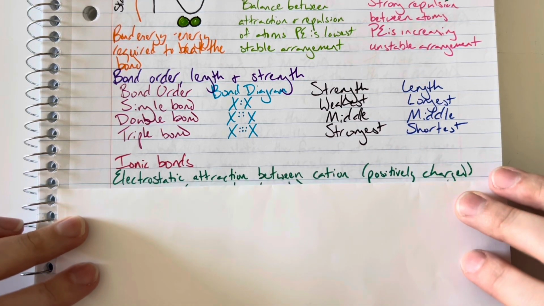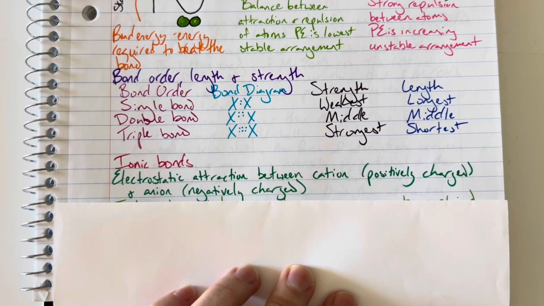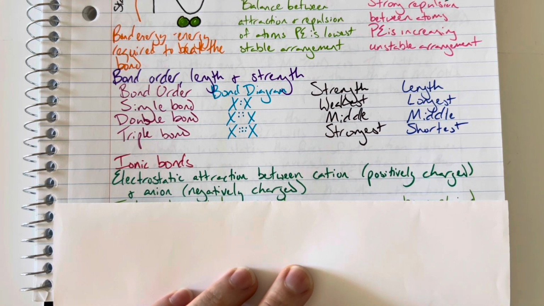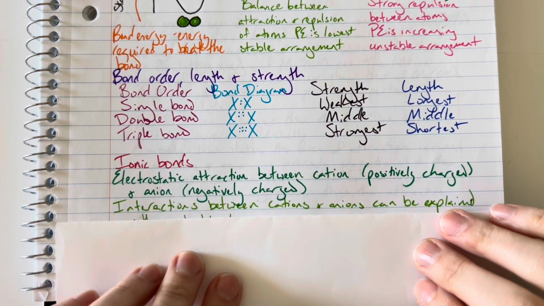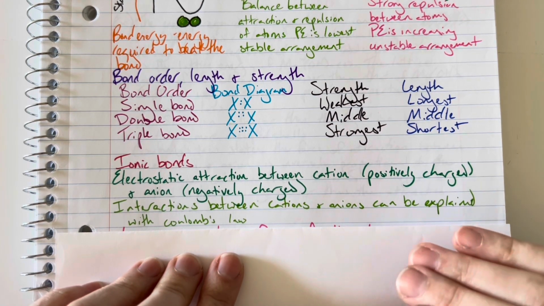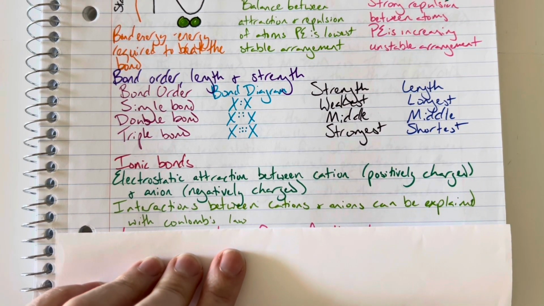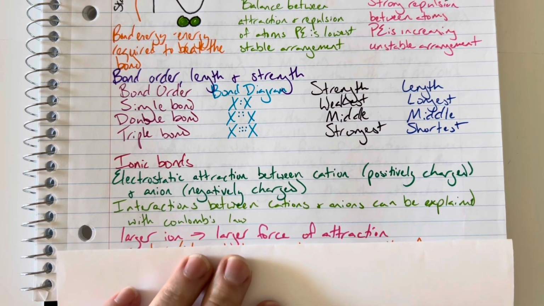For ionic bonds, you're going to have an electrostatic attraction between your cations, which are your positively charged ions. Remember, cats have paws. Cations are positive, okay? And your anions, which are your negatively charged ions. And interactions between cations and anions can be explained using Coulomb's law, where we have a relationship between the overall size of the charge as well as the distance between those charges, determining how strong those bonds are.